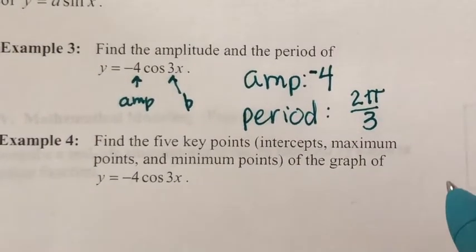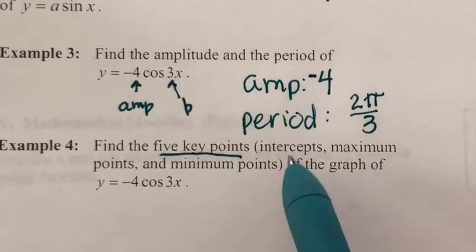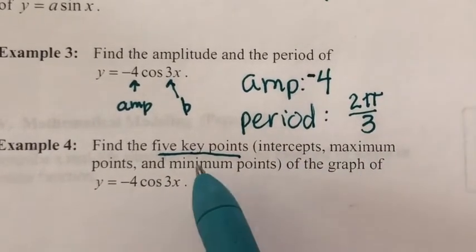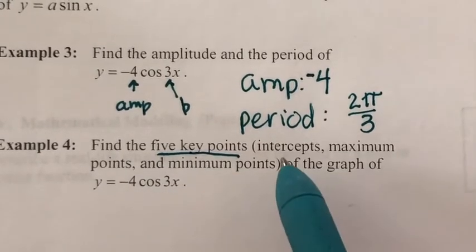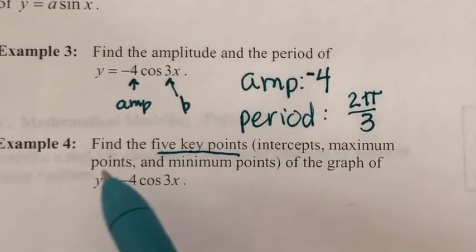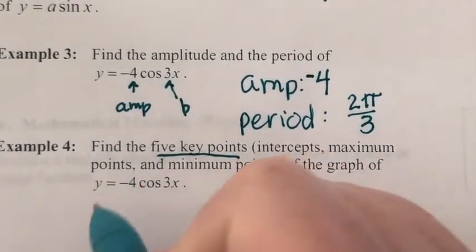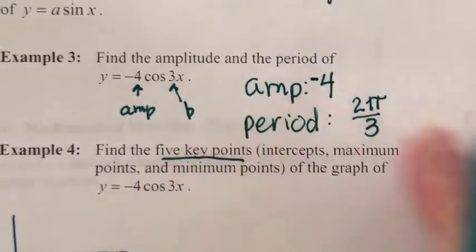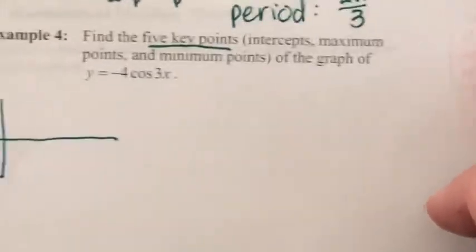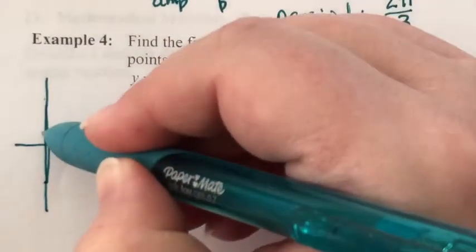Okay, so then the big thing: there are the 5 key points. So we have intercepts, max, and mins of these graphs. One period of these graphs will have 5 key points. So it's the same thing again. I'm just going to draw a quick sketch of this. And I'm sure that you can't see it because you haven't graphed these before, so let me just use my expertise to help enlighten you.